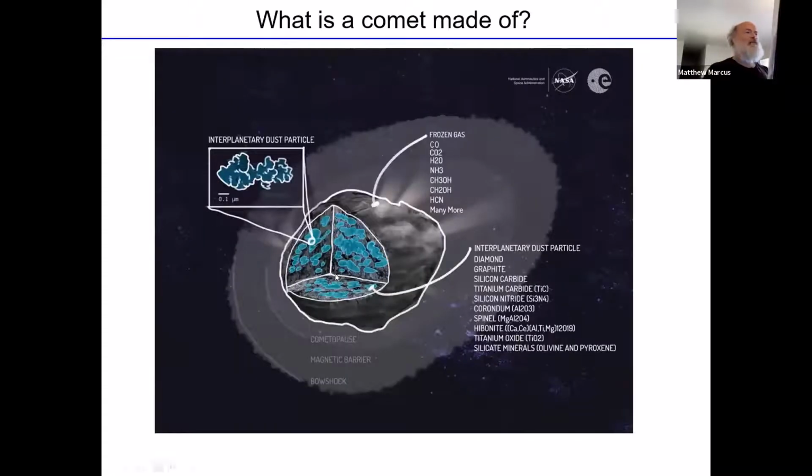So as a reminder, the Whipple dirty snowball model. The comet head consists of some frozen gases, or frozen volatiles, and embedded in which are solids. And you see this huge list of stuff that's in them. And this will be a theme throughout the whole talk, that all of these extraterrestrial materials contain many, many different kinds of materials. There's a lot of diversity.